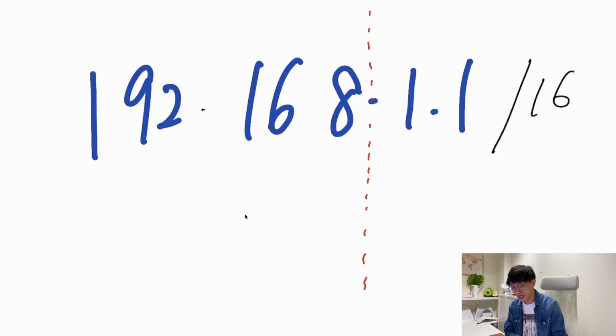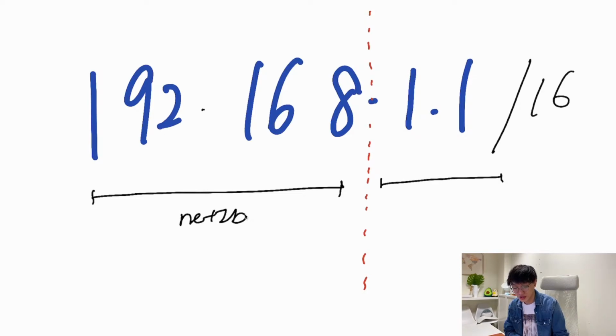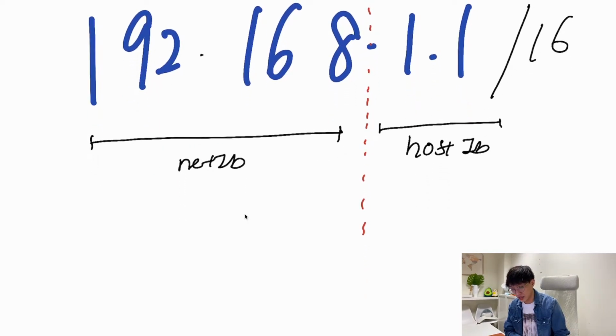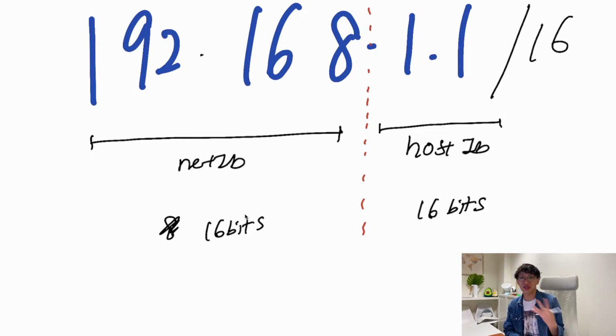And then you will see that in the leftmost part, this is the net ID. Here, this is the host ID. Now in this design, you have 16 bits for network, 16 bits for host. Now it's balanced, equal. So what it means is now with this design, you can actually build more companies, because now you have more address space here. So you can have more smaller companies.